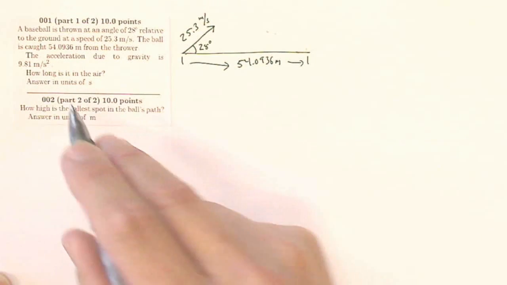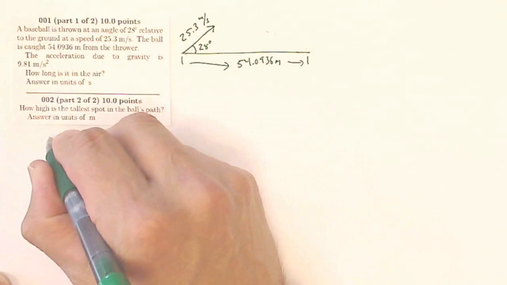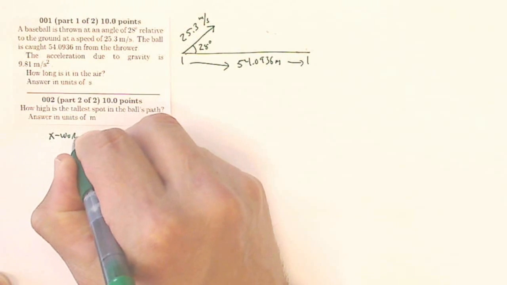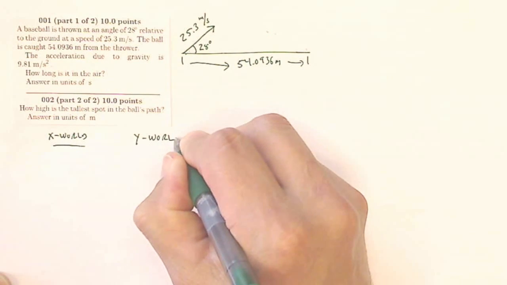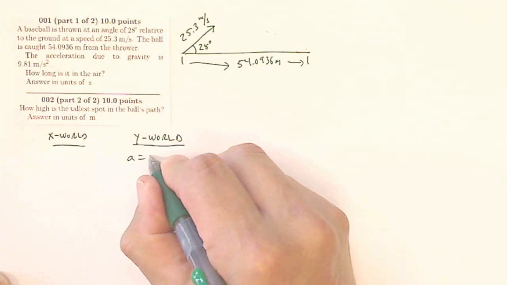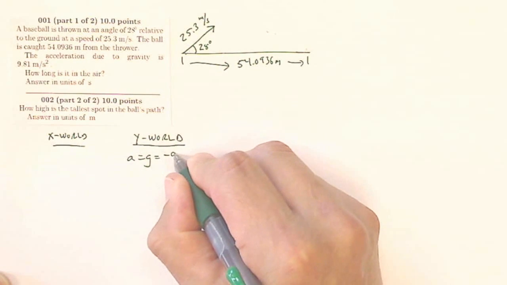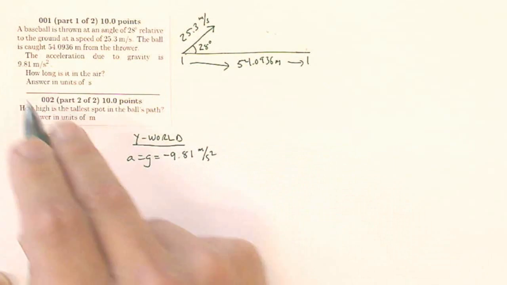How long is it in the air? Answer in units of seconds. So now I've got to start my x world, y world. So let me see what I know in my x world, and let me see what I know in my y world, because I have to separate these. I know that in my y world, my acceleration, gravity, is negative 9.81 meters per second squared in this problem.